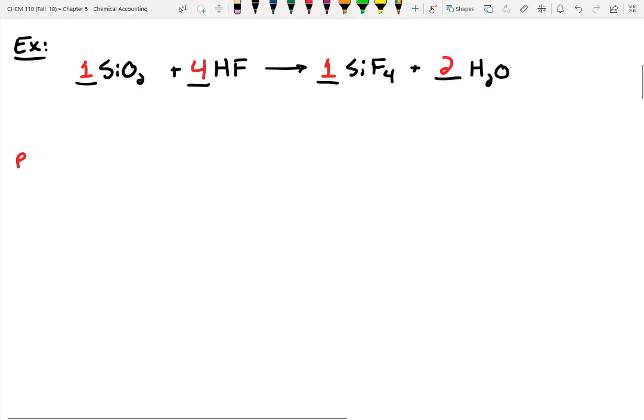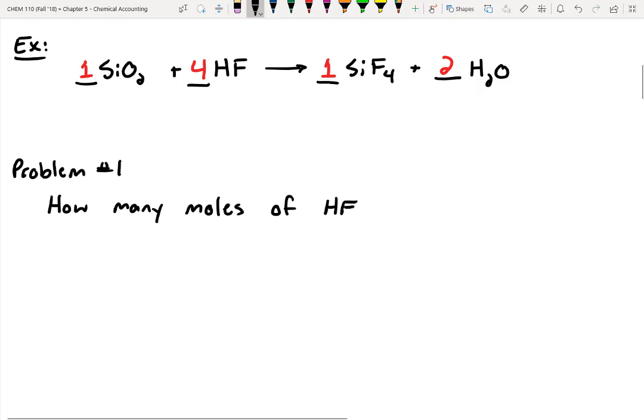So let's do a few easier ones. So problem number 1 is how many moles of HF, hydrofluoric acid, do you need to make 3.66 moles of water?